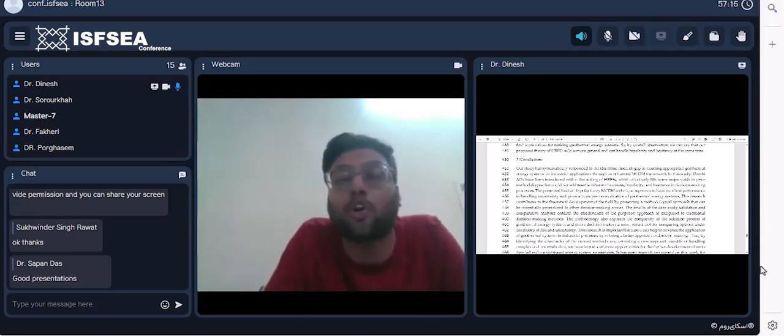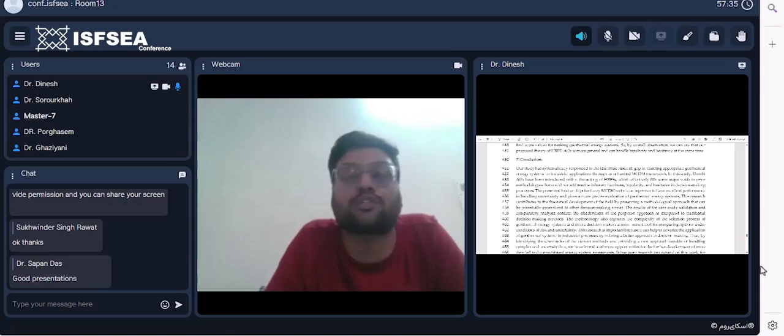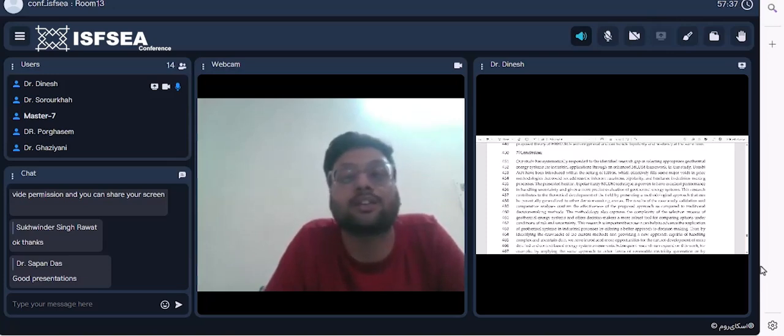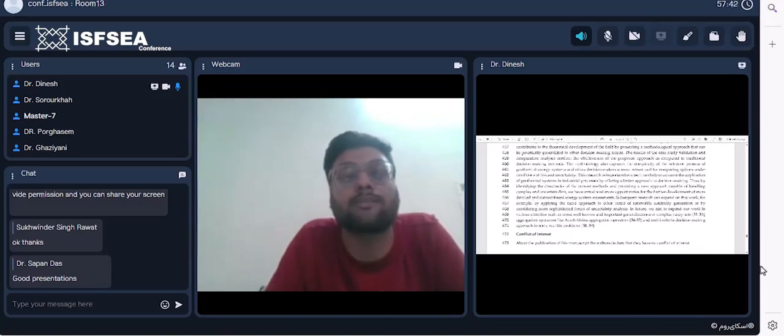This research contributes to the theoretical development of the field by presenting a methodological approach that can potentially be generalized to other decision-making areas. The results of the case study validation and comparative analysis confirm the effectiveness of the proposed approach compared to traditional decision-making methods. The methodology also captures the complexity of the selection process of geothermal energy systems and so on.